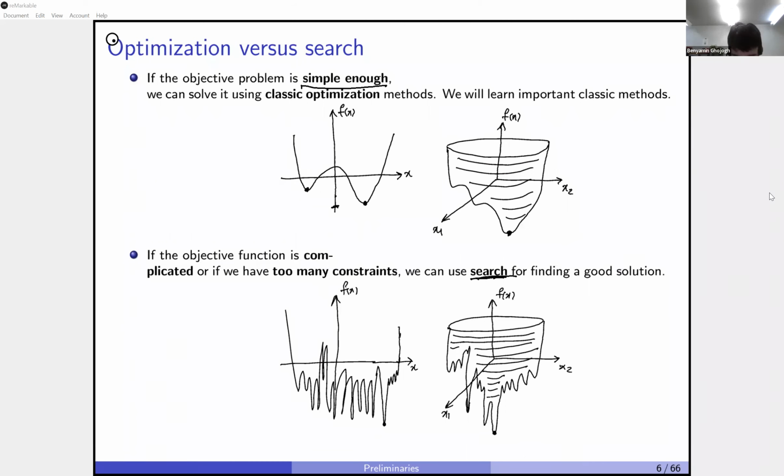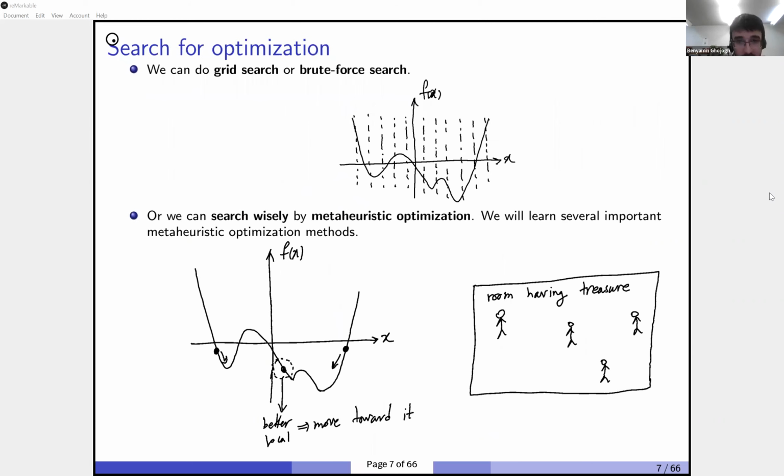It's simple, but if it's too complicated, such as this, with too many local minimums, or too many constraints, too many restrictions, it's useful to use search. We can do either grid search, also called brute force search. It means let's divide the domain into small parts, infinitesimal parts, and then calculate the objective function in each part.